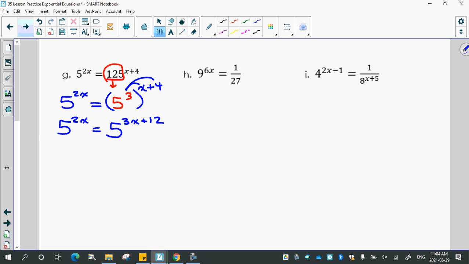Now we have 5 to the something equals 5 to the something else. So that's where you're ready for your therefore statement. If the bases are the same, therefore the exponents must be equal. So therefore, 2x has to equal 3x plus 12. The exponents must be equal.